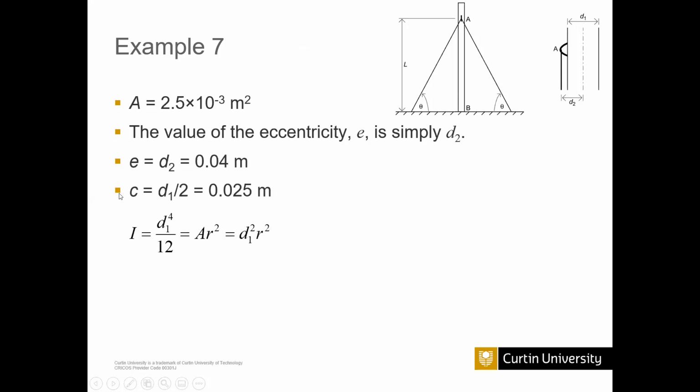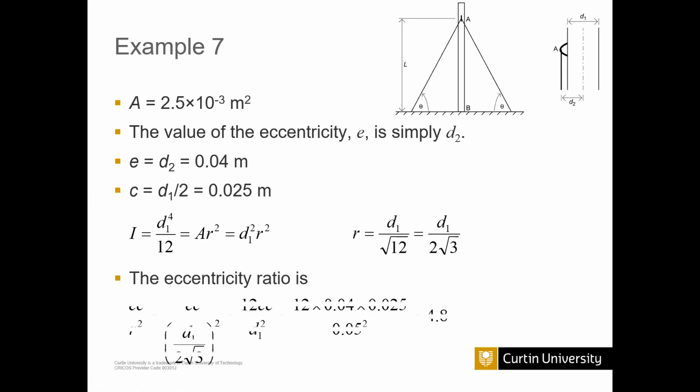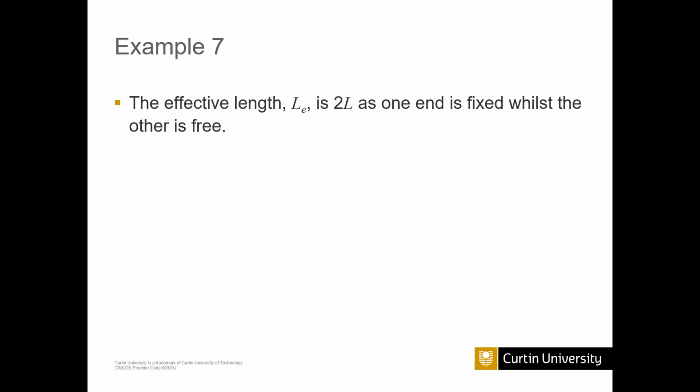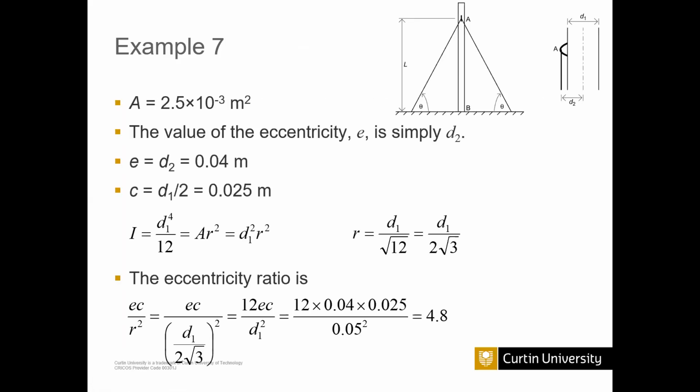Then the second moment of inertia. So this is a circular shape, so this is the equation. Then the radius of gyration. Then the eccentricity ratio, calculate separately. And then the effective length, it is 2L because it is fixed pin end.